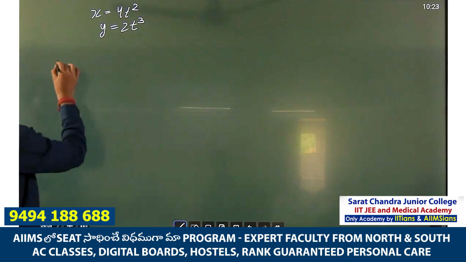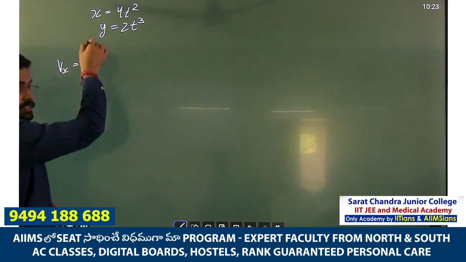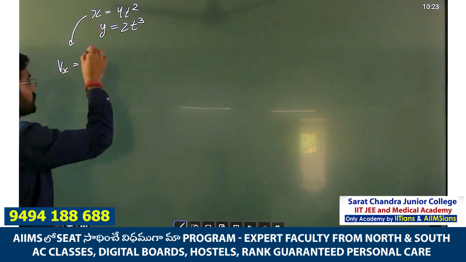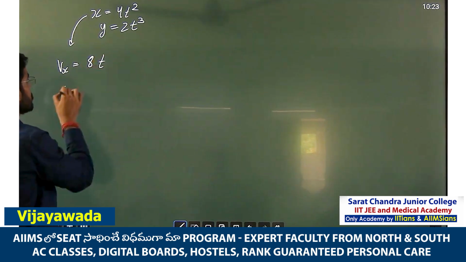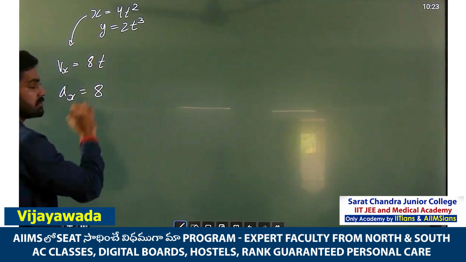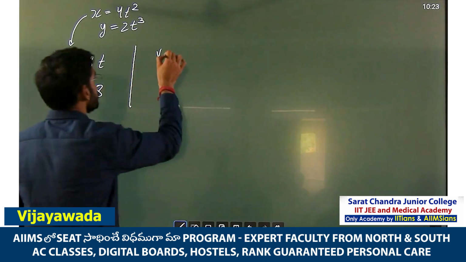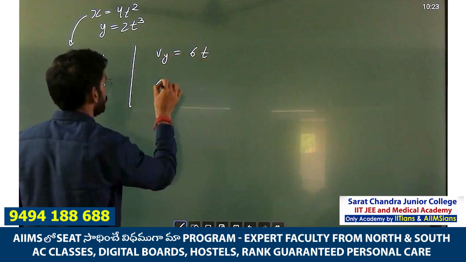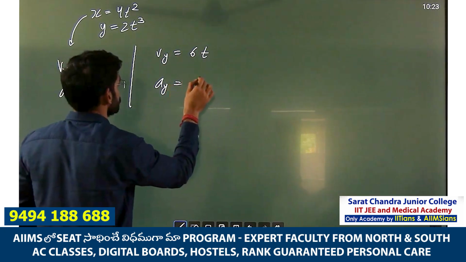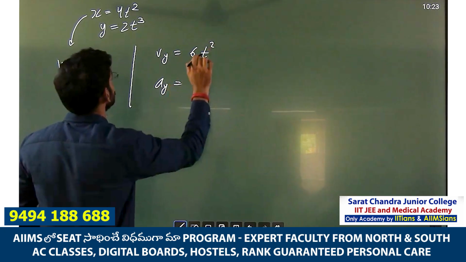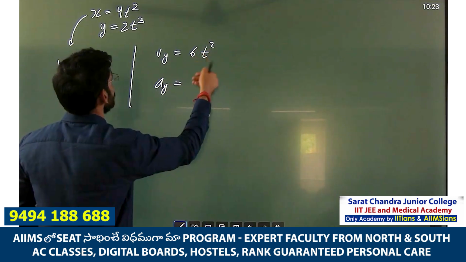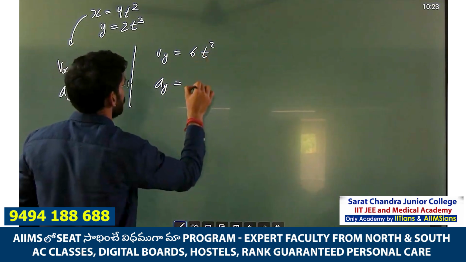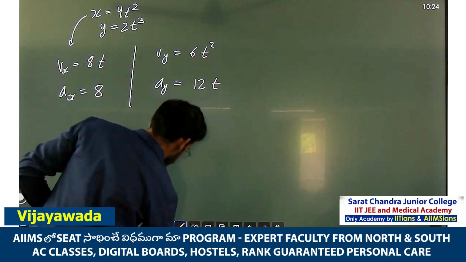From here we can say vx is what? Differentiation of this, right? Differentiate this, what you got? 8t. Acceleration 8. Okay, vy how much? 6t squared. And ay how much? 6t square, this is right. So what will come? 12t. Okay, at what time he asked?